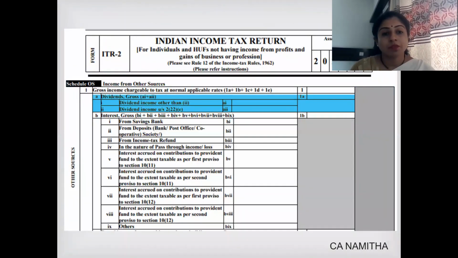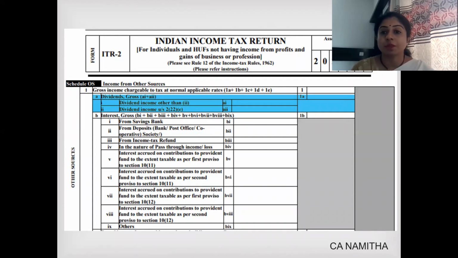To begin with, the first change is in the disclosure of the dividend. Earlier, there was a disclosure of dividend, and now in this new ITR form, there is a segregation of dividend, and the dividend under section 2(22)(e) has to be separately disclosed. Well, what is this section 2(22)(e)?